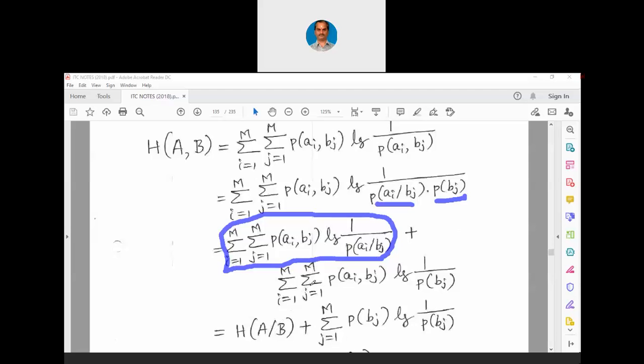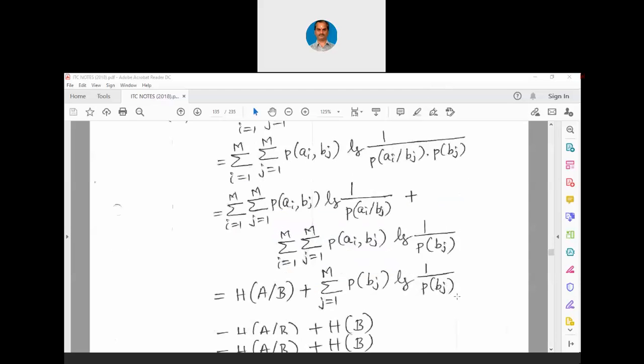And below we have summation of i equals 1 to m, summation of j equals 1 to m, p of ai comma bj lg of 1 over p of bj. Now this is H of A slash B, and what is this term totally? This is nothing but H of B.